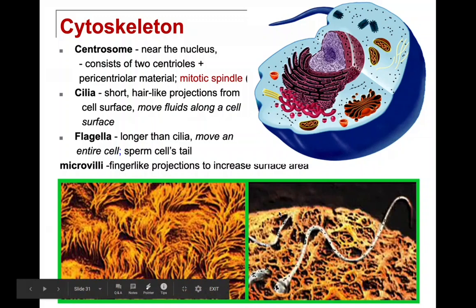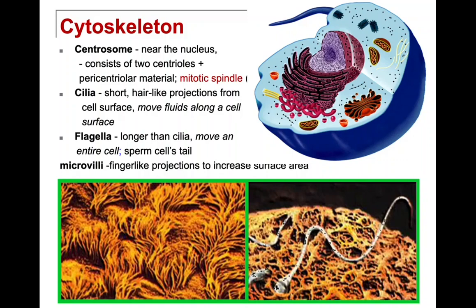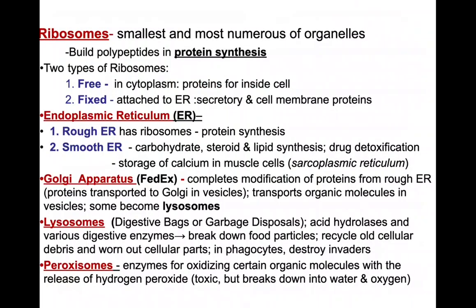And then microvilli are little finger-like projections that are going to be on the cell. They're going to help increase the surface area. In humans, we see a lot of those in the digestive system. Ribosomes, they're the smallest and most numerous of the organelles. They're going to help to make your polypeptides and protein synthesis. There's two types. The free ribosomes are found in the cytoplasm. They're generally going to make proteins that are going to stay inside the cell. Then we also have some that are fixed or attached to the endoplasmic reticulum. They'll make your secretory proteins and cell membrane proteins.